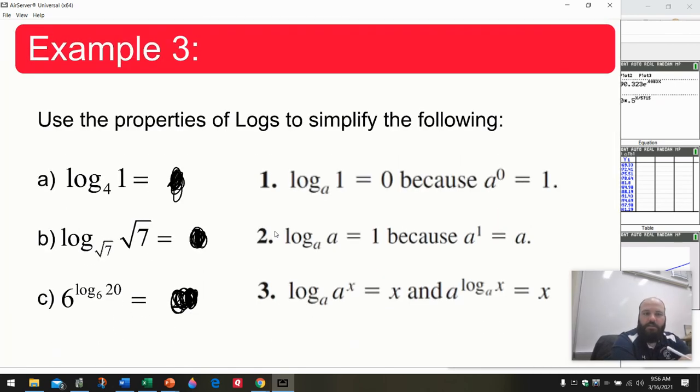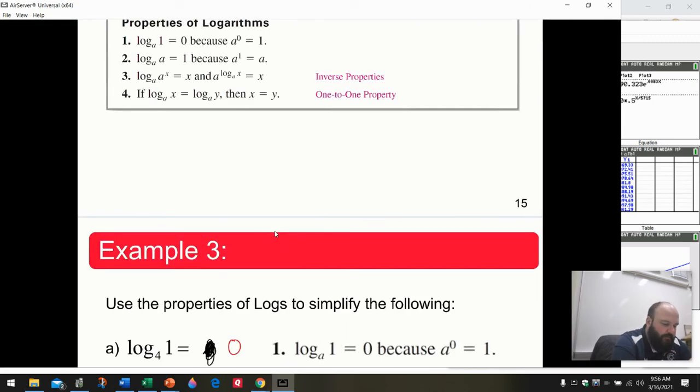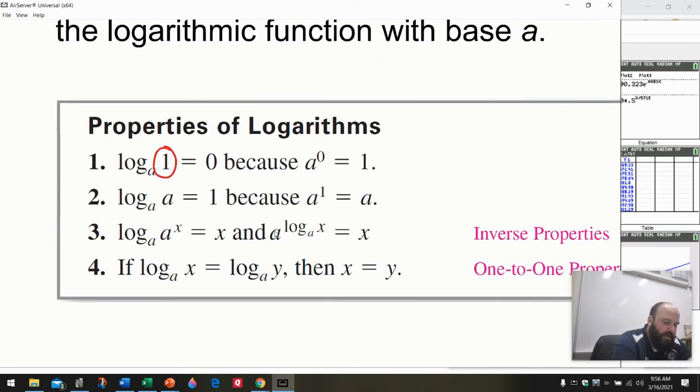Okay, so number 3 says, use the properties of logs to simplify the following. And you can see we have 3 different problems, A, B, and C. Now, right here is a justification to the answer. But I scribbled out where the answers actually are because we need to figure that out. So if you look at the first one, it says log base 4 of 1. So remember, it does not matter what the base is. If you take log of the number 1, it will always equal 0. So the answer here is 0. And that comes back to that first rule that we learned right there. Anytime you log the number 1, it is equal to 0.